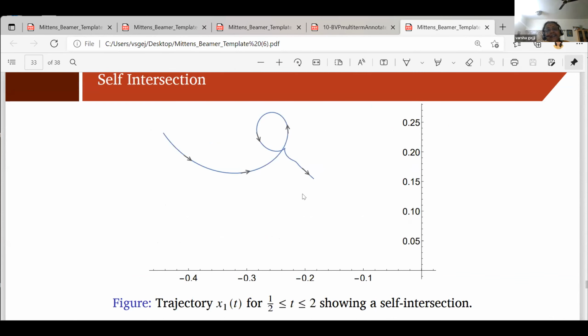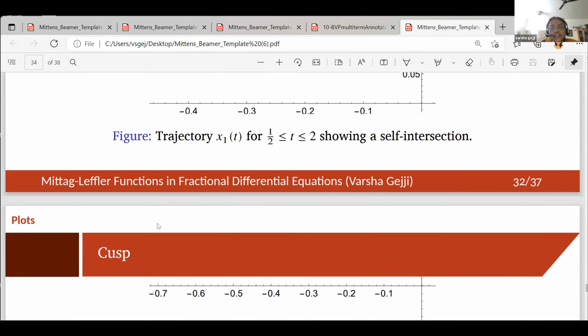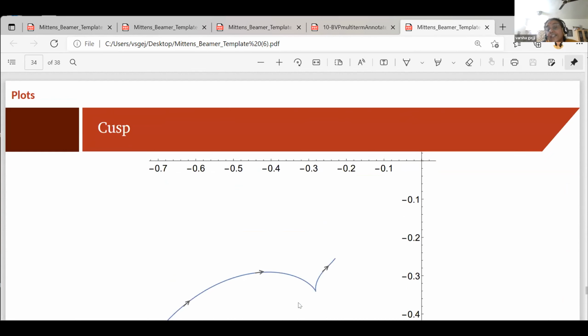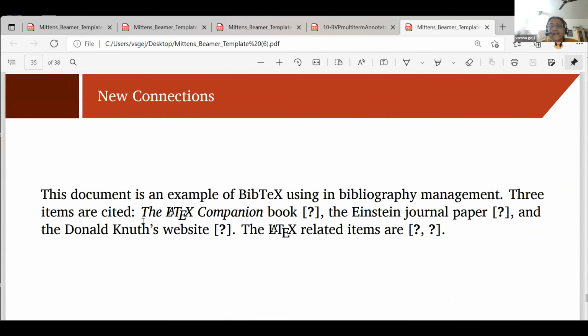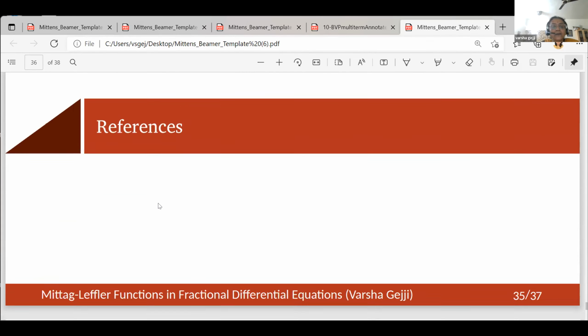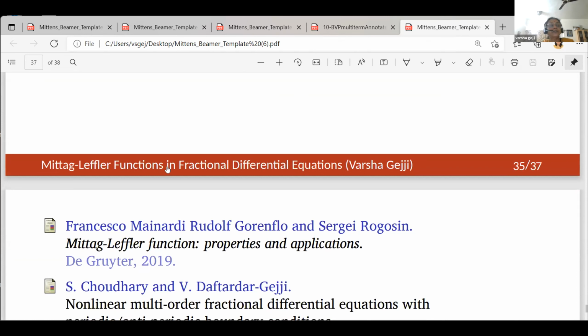In the ordinary case, if you have such points, such a curve cannot be a solution of an ODE, but it is very interesting to see such a curve is a solution of an FDE. And the onus goes to the zeros of Mittag-Leffler function. So these are the new connections, and that is where we have some interesting things to tell.